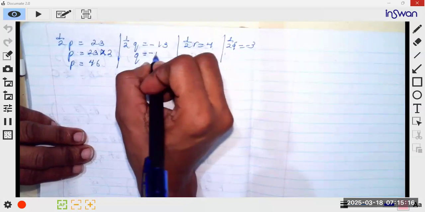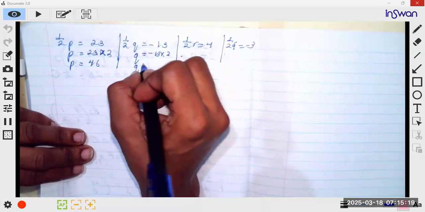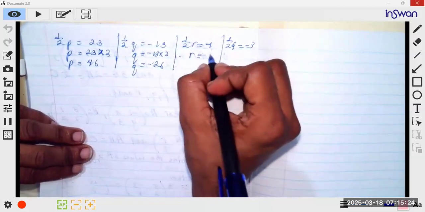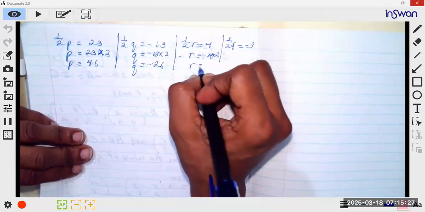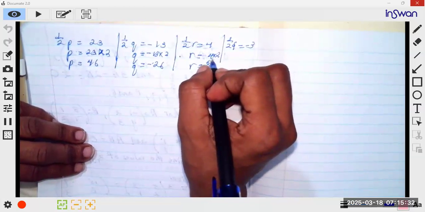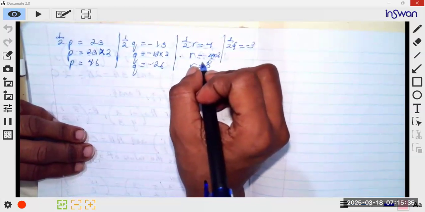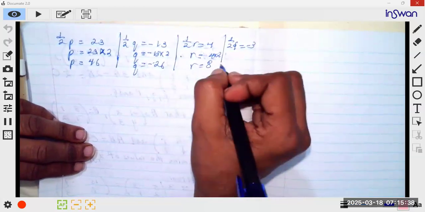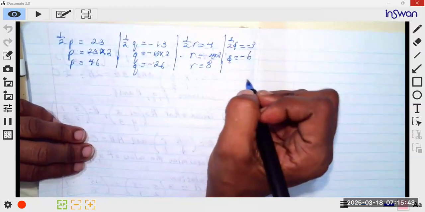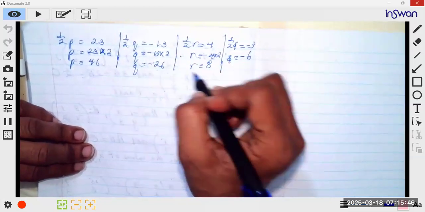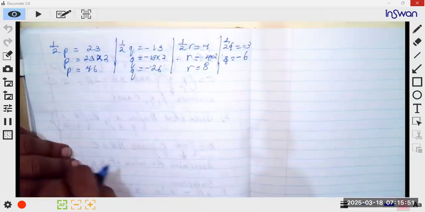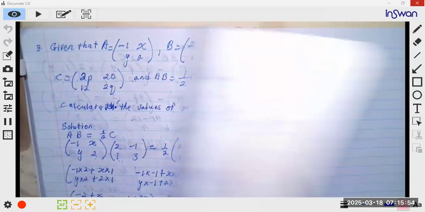Q will be equal to minus 13 times 2. Q is equal to minus 26. R will be equal to 4 by 2. R is equal to 8. S should be negative 3 times 2, which is negative 6. So these are the answers. P is 46, Q is minus 26, R is 8, and S is minus 6. Okay? Yes, miss.